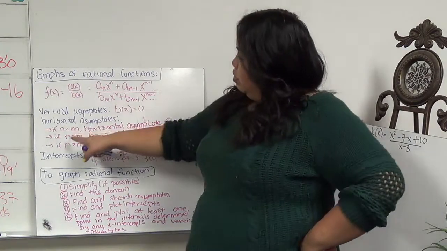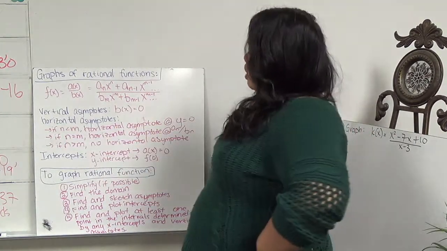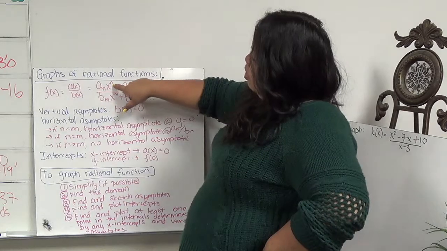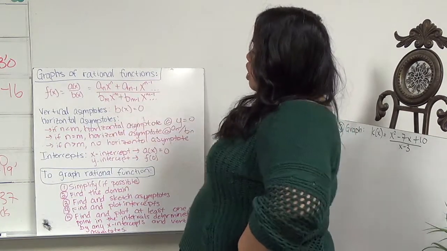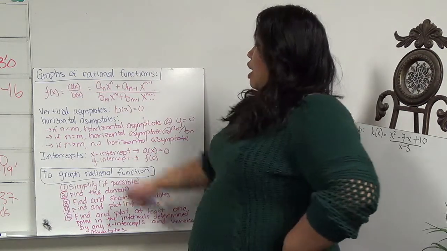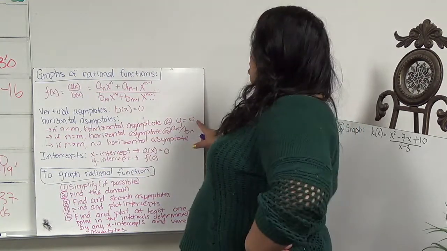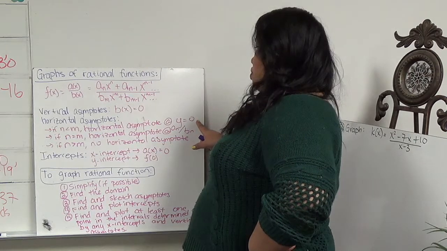The horizontal asymptote, on the other hand, is this situation right here. These are our three cases. n being the highest power of the numerator, and m being the highest power of the denominator. So if n is smaller than m, you have a horizontal asymptote at 0.